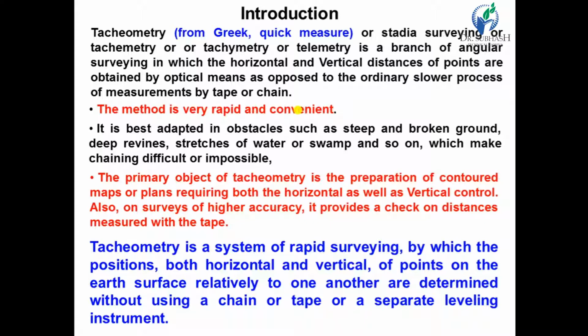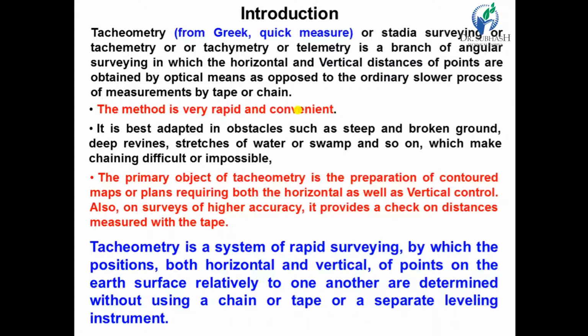That is the branch of angular surveying in which the horizontal and vertical distances of points are obtained by optical means, as opposed to the ordinary slower process of measurement by tape or chain. This method is very rapid and convenient. It is generally used where obstacles such as deep and broken ground, deep ravines, stretches of water, and swamps make chaining difficult or impossible.